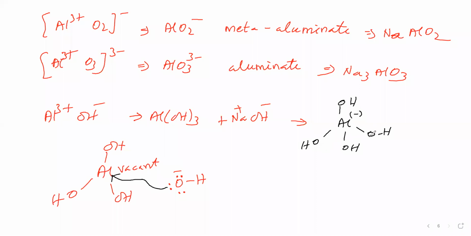So we are getting Al(OH)4-. This we can write as Al(OH)4-. To balance this negative charge, Na+ is there. Like this also we can write.